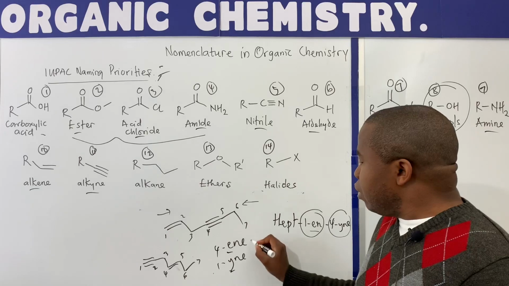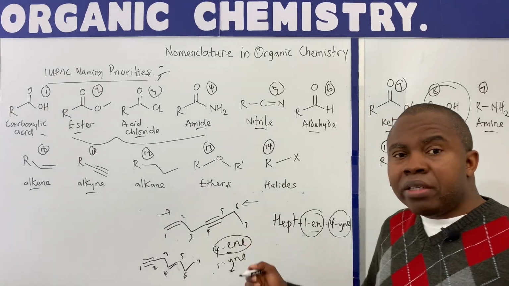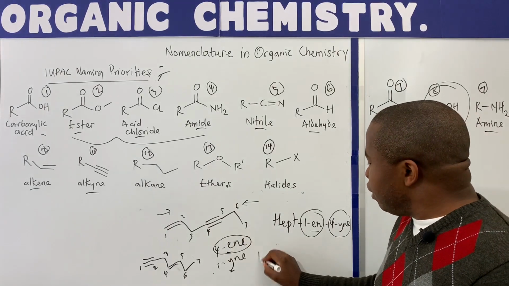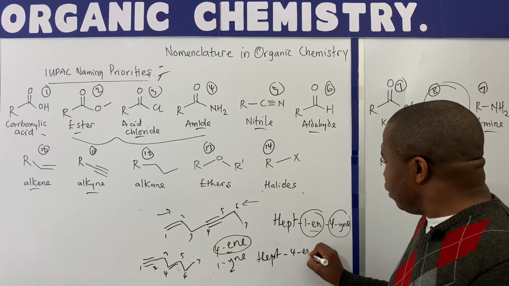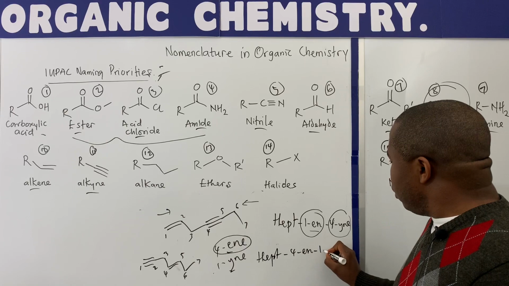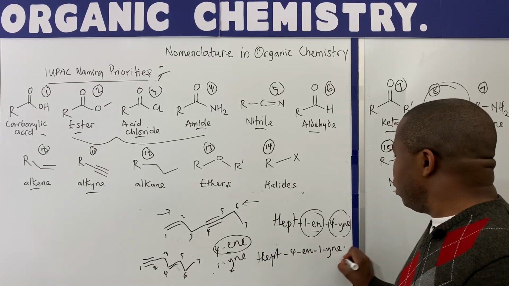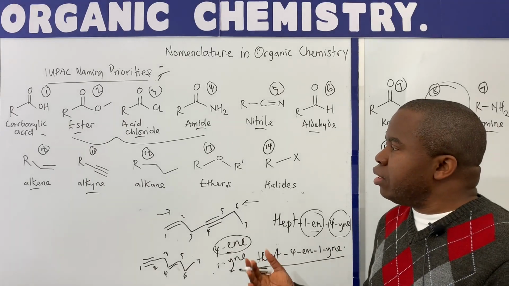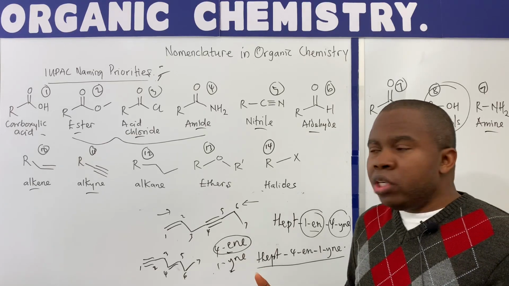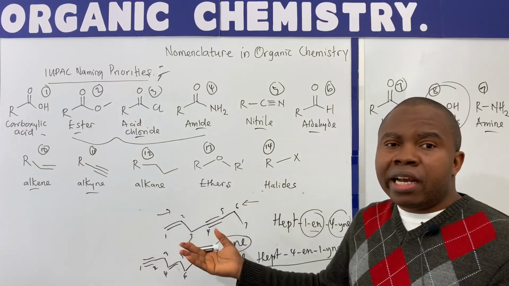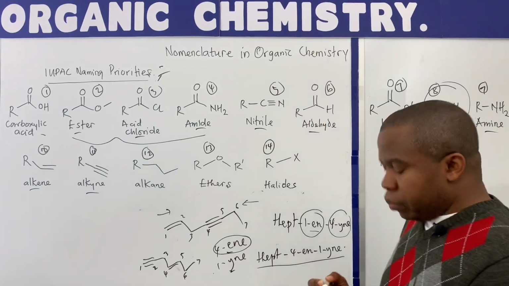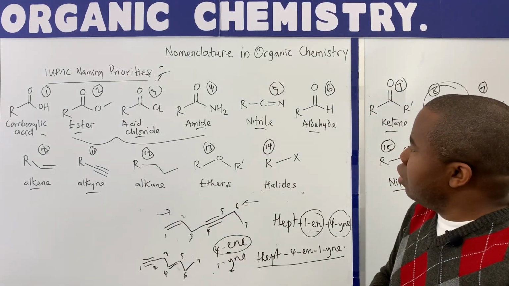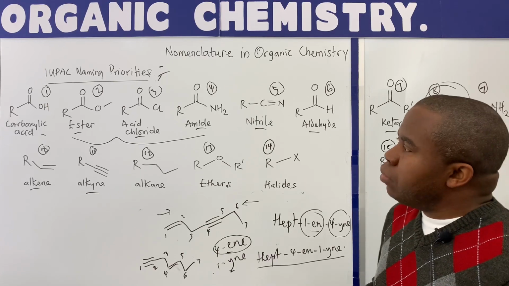But then we're still going to name the alkene first in the parent name, so that the parent name is still hept-4-en-1-yne. So that's how you consider naming an organic molecule with both the alkene and the alkyne in the structure at the same time. So that's how we name organic molecules.